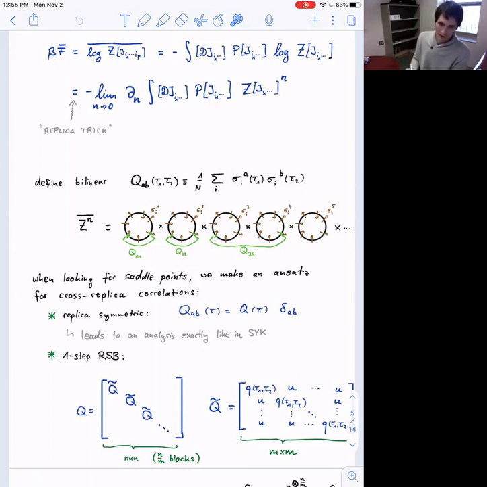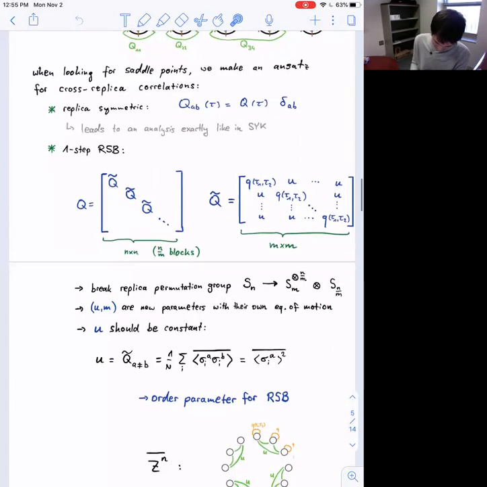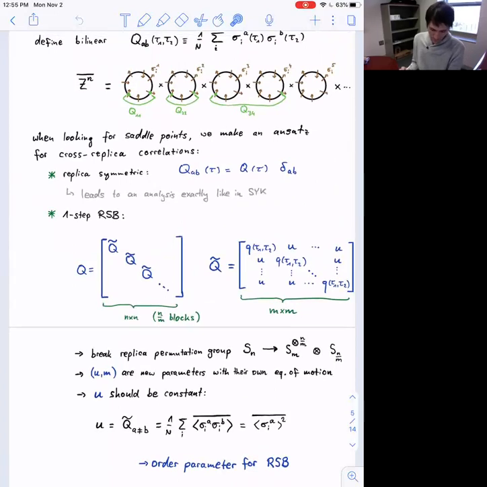Yeah, so really this U here is sort of the order parameter for this process. We'll see later the role that this U is going to play in correlation functions, which is what you're asking about.